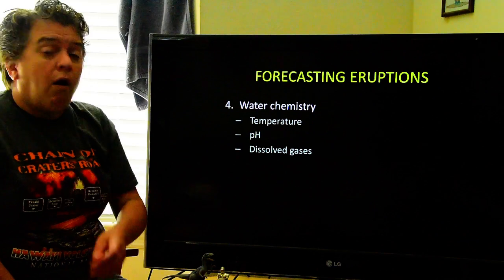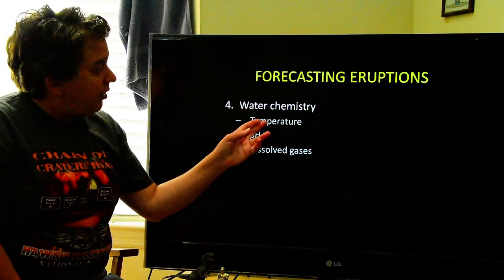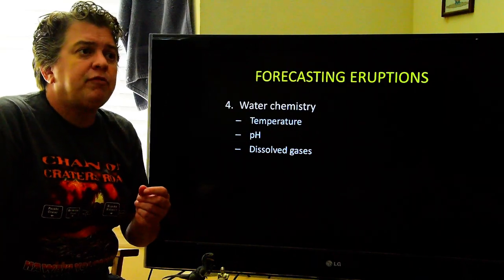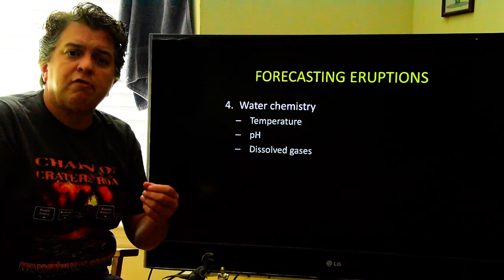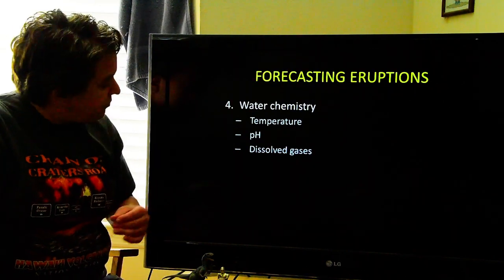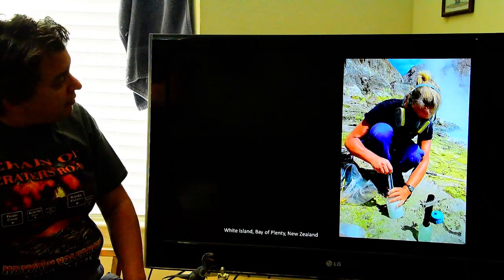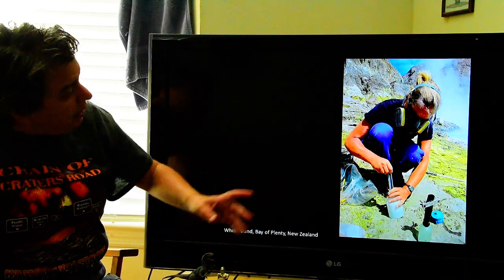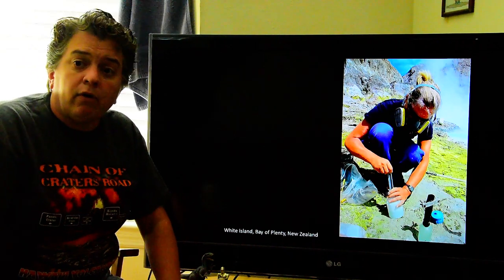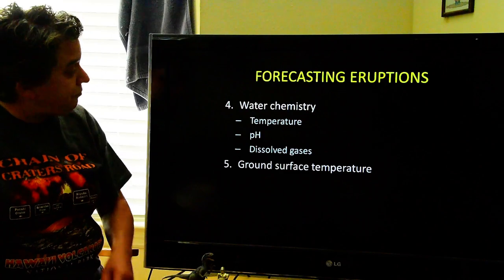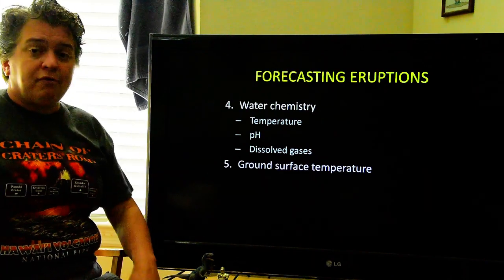You can also look at the water chemistry in areas. And this will include the temperature, the pH. Oftentimes before volcanic eruptions, your pH will become more acidic. And you can look at dissolved gases. And that's exactly what's going on here. This is White Island in New Zealand, sampling the water there in order to forecast what might occur at that volcano. We can also look at ground surface temperature.